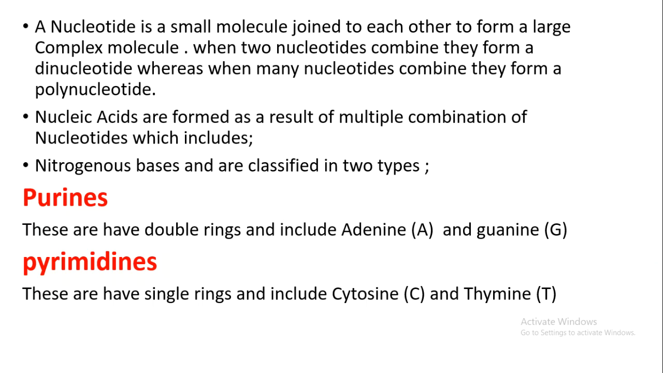We have got the purines, and these have double rings, and these include adenine represented with letter A, guanine with letter G. Pyrimidines, these are single rings and include cytosine and thymine.